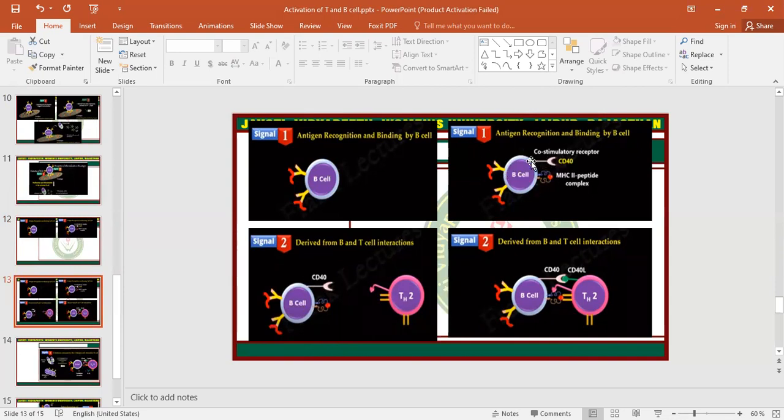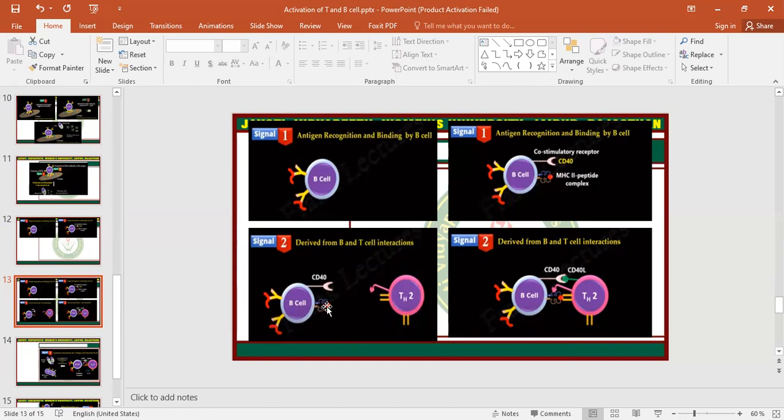So it is presenting here. The same type of antigen was already encountered by the T helper cell. So that T helper cell will come and it will bind to the MHC molecule.